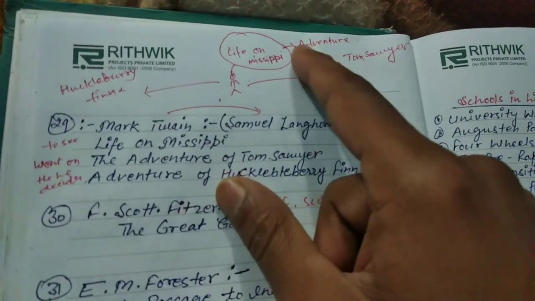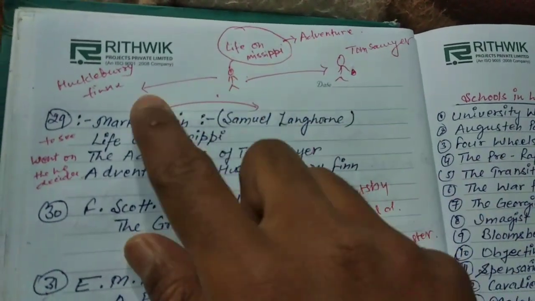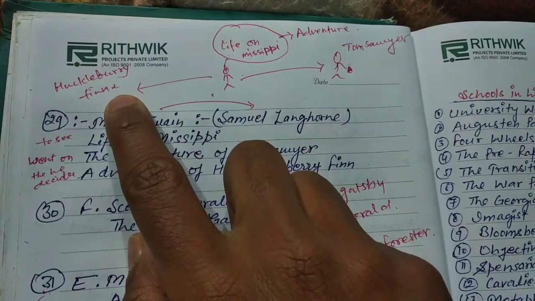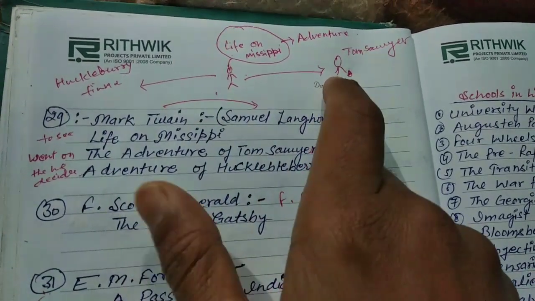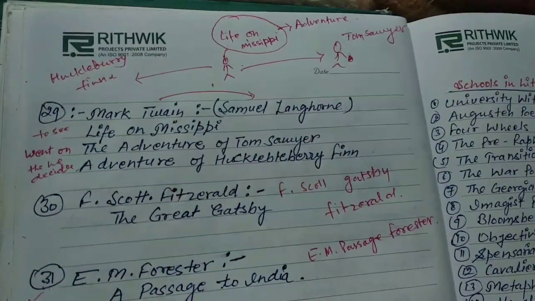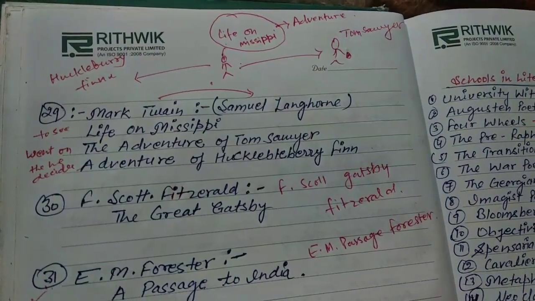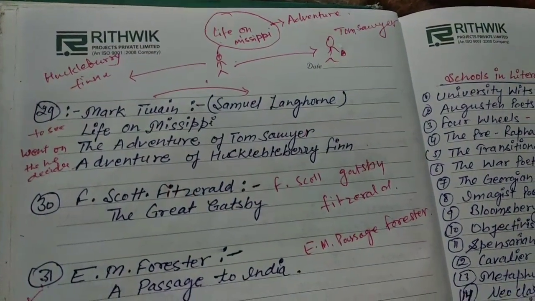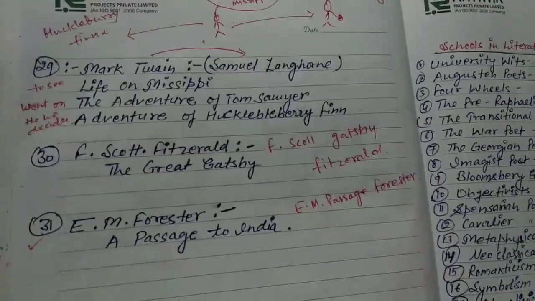He's planning for an adventure, and he has two friends. One is Huckleberry Finn and the second is Tom Sawyer. So now he's going on an adventure with Huckleberry Finn and Tom Sawyer. Now hopefully you'll remember this work.